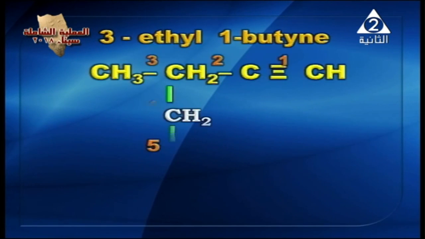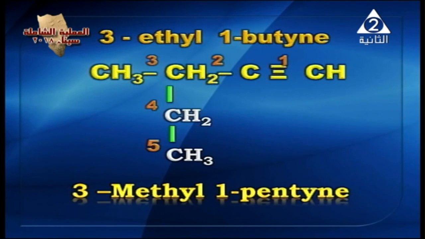Next one, 3-ethyl-1-butyne. If you draw it in the structural formula and number carbon atoms starting nearest to the triple bond, the length of the chain here will be 5, so its name will be 3-methyl-1-pentyne.